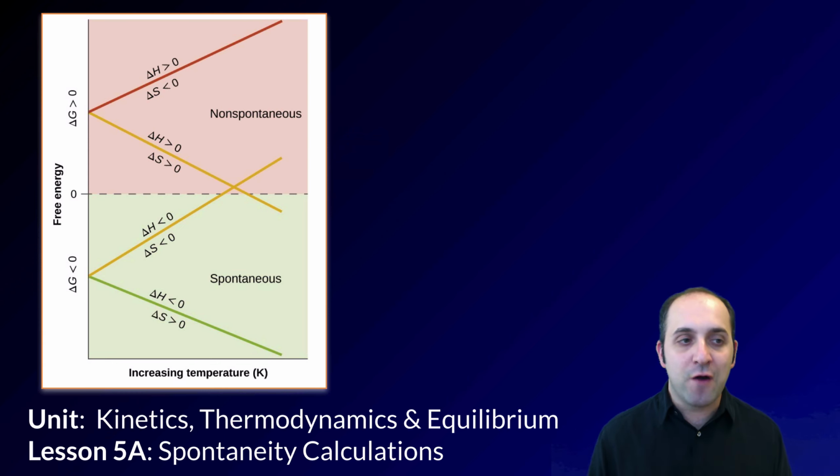What you have in this graph are the four possible situations that we talked about in our last presentation in terms of enthalpy and entropy changes during a process and how that relates to whether or not they're spontaneous or not. You can see that one process is always non-spontaneous, one process is always spontaneous, and two processes shown in yellow can be spontaneous or not, depending upon how much free energy is available for them to occur. And that's what we're going to talk about in this presentation.